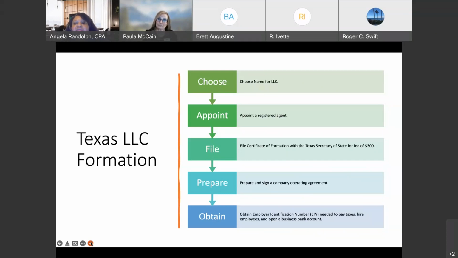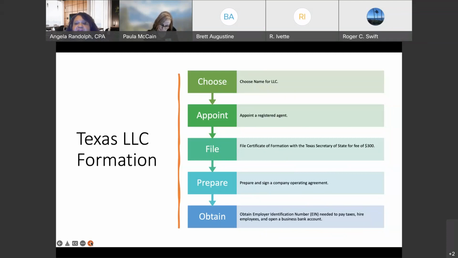And then you want to file your certificate of formation with the Texas Secretary of State. The fee is currently $300, and it's a one-time fee. Unlike some other states, namely California, where, last I checked, it was $800 and it was an annual fee. And it didn't matter if the business made money or not, it's required to be in good standing in the state of California. So we're lucky here that it's a relatively affordable one-time fee of $300.